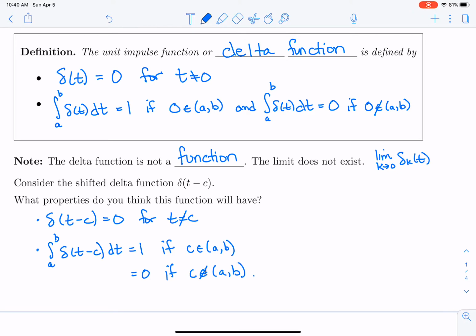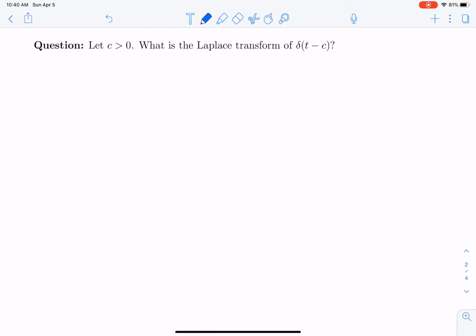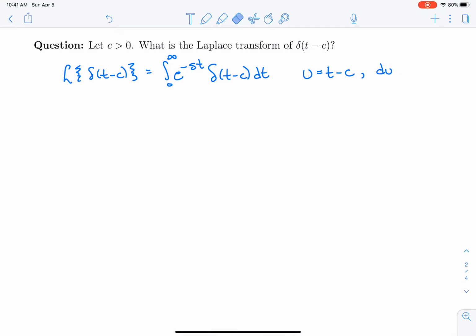Now, because we've been talking about Laplace transforms, a natural question to ask is, if we let c be greater than 0, what is the Laplace transform of delta of t minus c? Well, that's going to be the integral from 0 to infinity of e to the minus st times delta of t minus c dt. The first thing I'm going to do is a u substitution to shift that integral. So u is going to equal t minus c, and then du is going to equal dt.